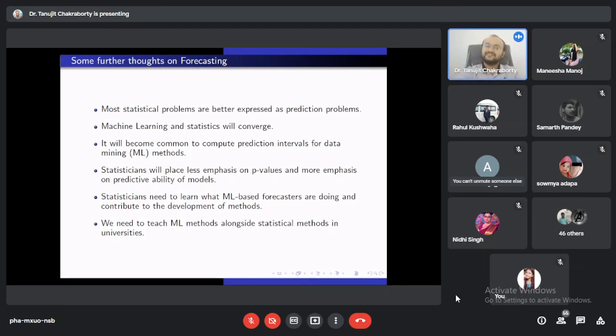In some cases, if you have a big volume and velocity of data, and it is a big data problem, your statistical model will fail. You need to know the ML-based methods, which will help with that. We need to teach ML methods alongside statistical methods in university.